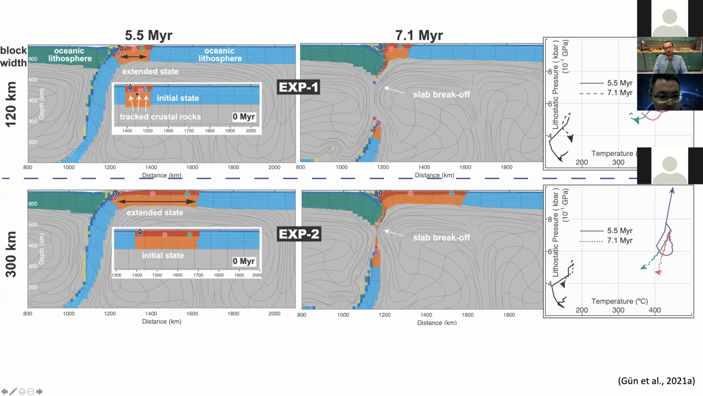For example, let's focus on this pink rock here. It starts on the right side here. It's almost under 8 kilobar lithostatic pressure when this microcontinent starts to move, and there is a drop of the lithostatic pressure, which means that this microcontinent is extending. So it is thinning, and because of that, there's less rock on top of this point, and we see less pressure. So these solid lines show the first 5.5 million years.